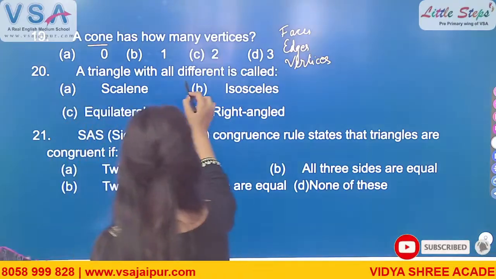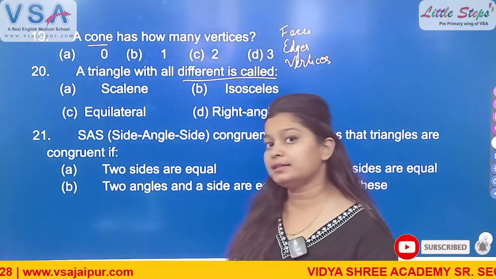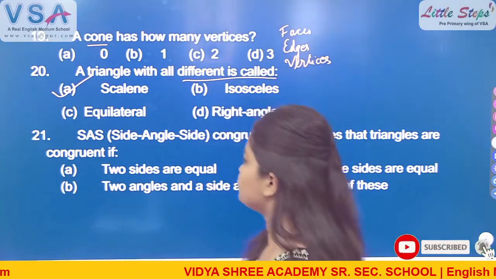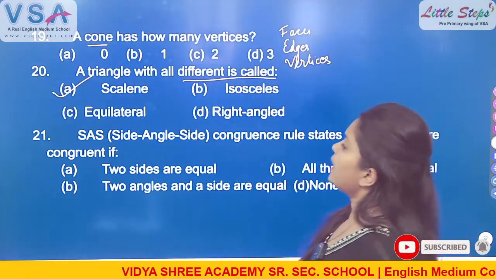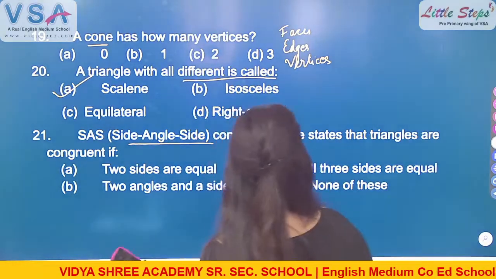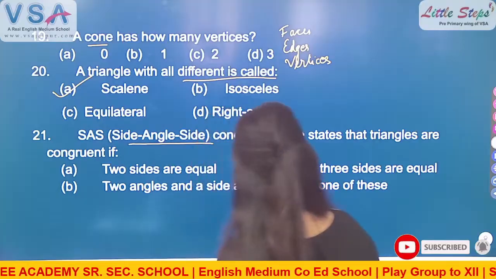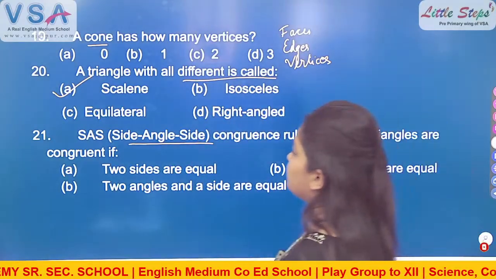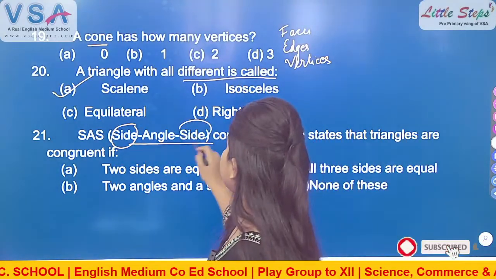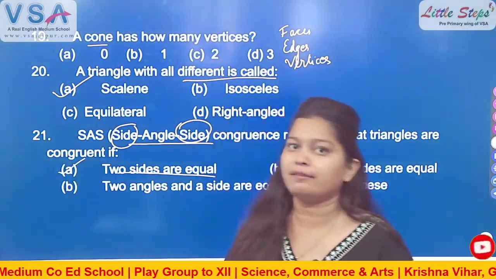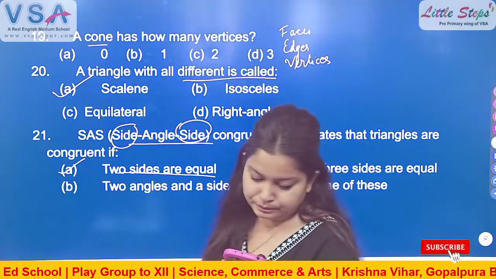A triangle with all different sides. That triangle is known as a scalene triangle. Then we have SAS, side angle side. The side angle side congruence rule tells us that two sides are equal, of course, with one side and another side given, or else two sides are equal and one angle is equal.